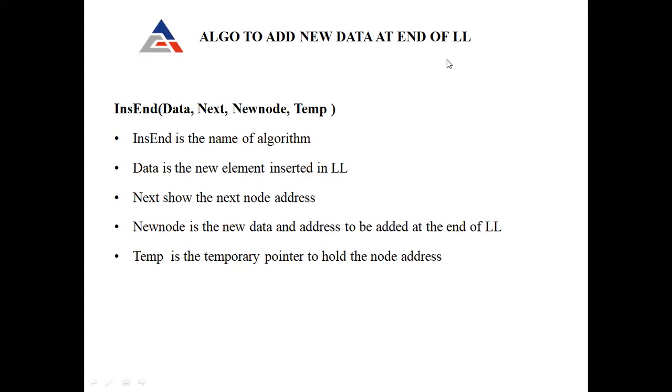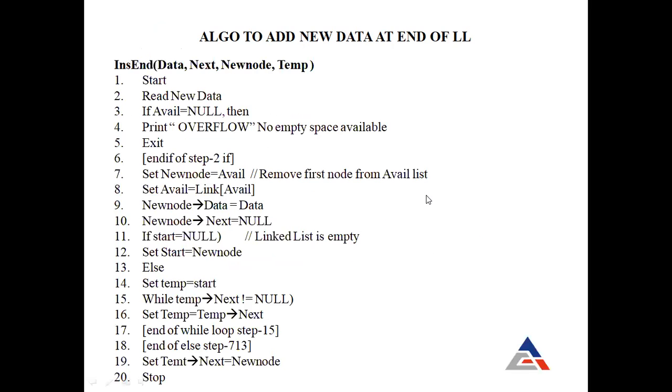So the second algorithm is that we want to insert the new element at the end of the linked list. You can see over here, I'm having the algorithm INSEND. Data, next, new node, temp are some of the important variables that I have used over here. INSEND is the name of the algorithm. Data is the new element inserted in the linked list. Next shows the next node address. New node is the new data and address to be added in the linked list, and temp is the temporary pointer that holds the node address.